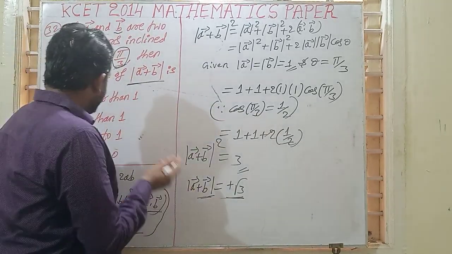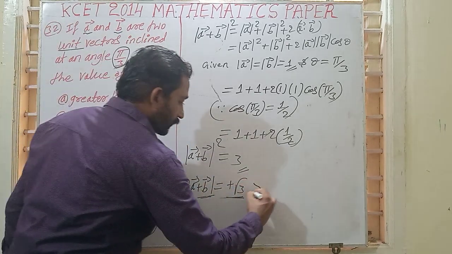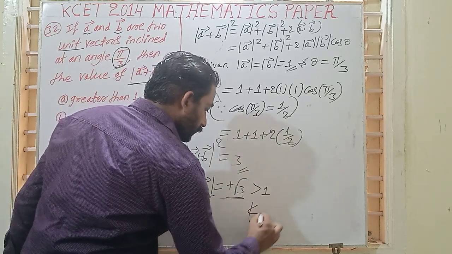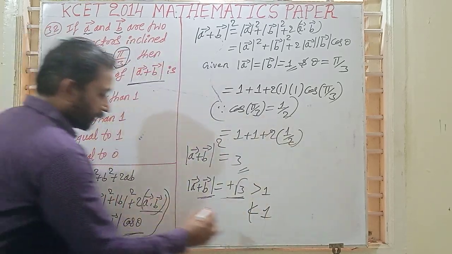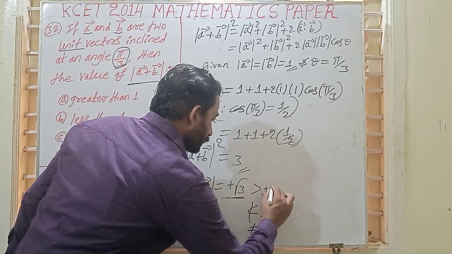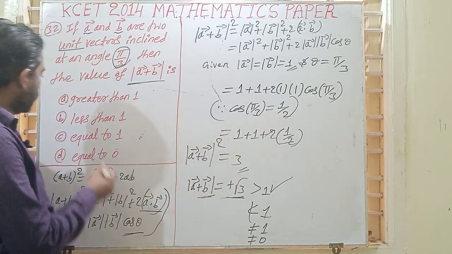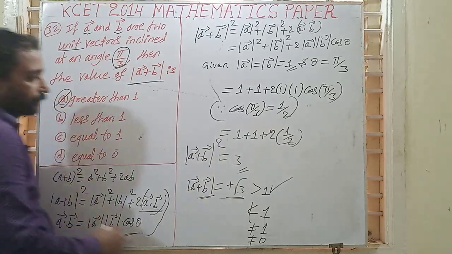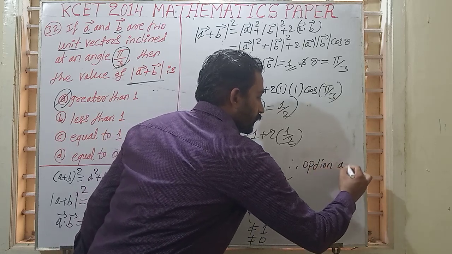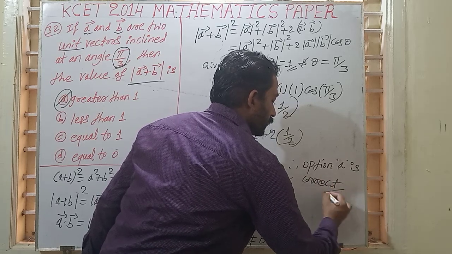In this case, the answer is not there in these options. Plus root 3 is greater than 1, but it is not less than 1, it is not equal to 1, and it is not equal to 0. So which option is correct? Plus root 3 is greater than 1, so option A is correct. So that's all. Take down.